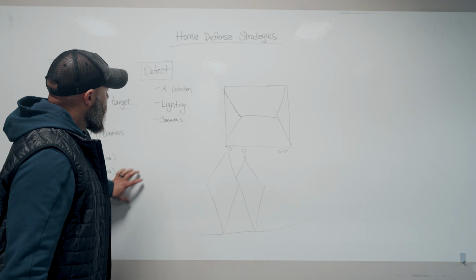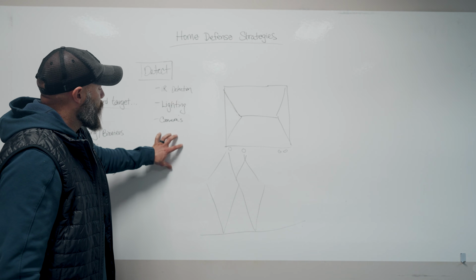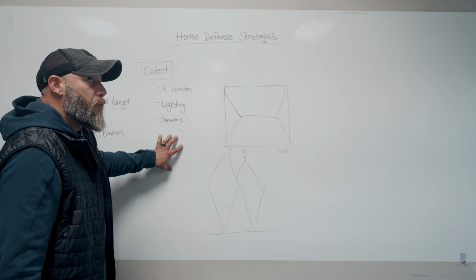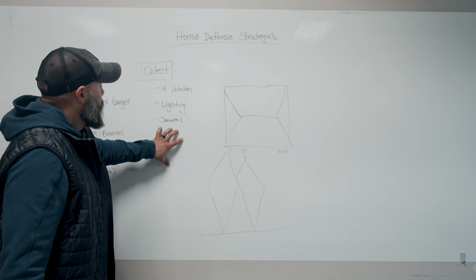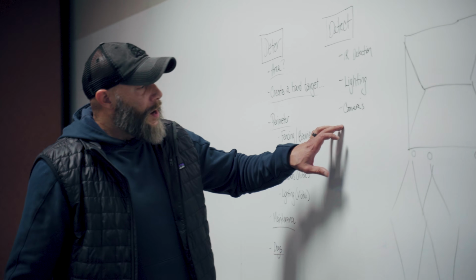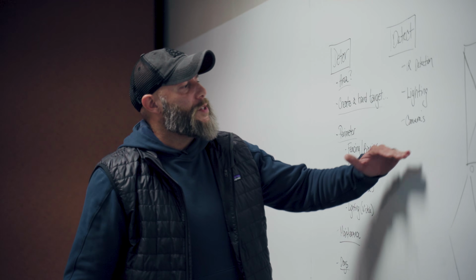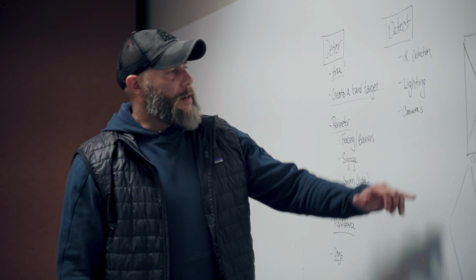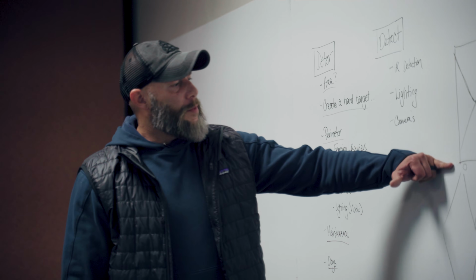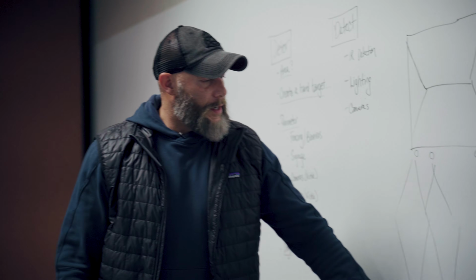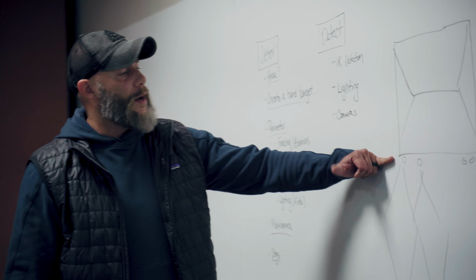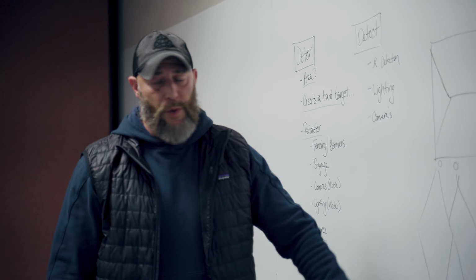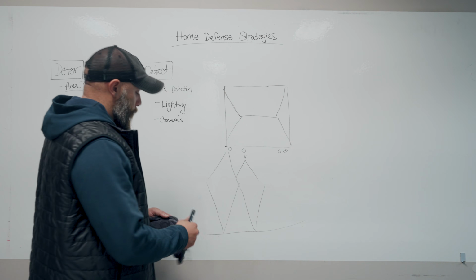So if we have a combination of both visible and non-visible, not invisible, but non-visible, it acts again as a redundancy and allows us better coverage of the property as a whole. So on the cameras and lighting side, I want both sides: from the outside looking in toward the house, as well as from the house looking outward towards the property line.